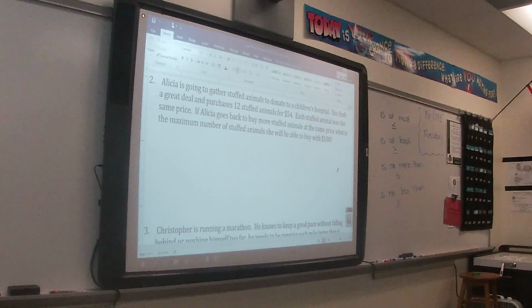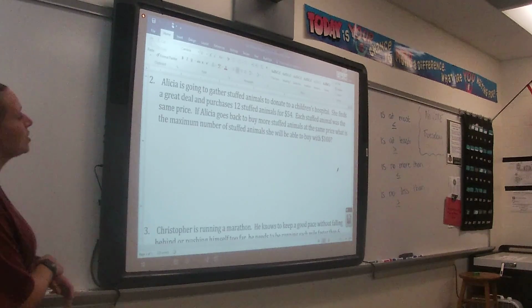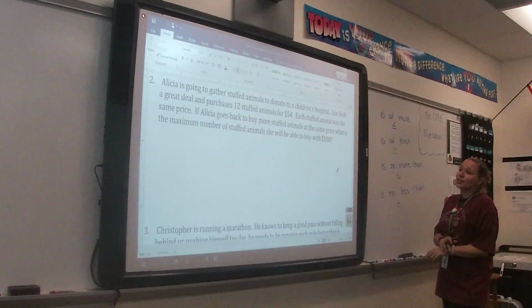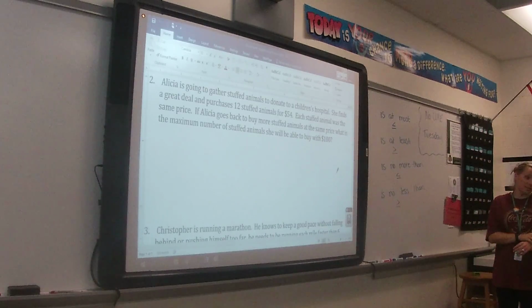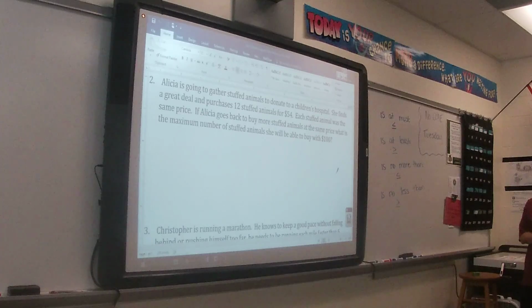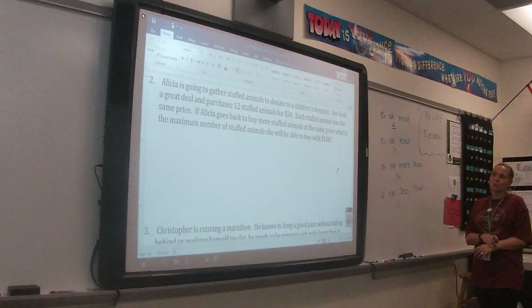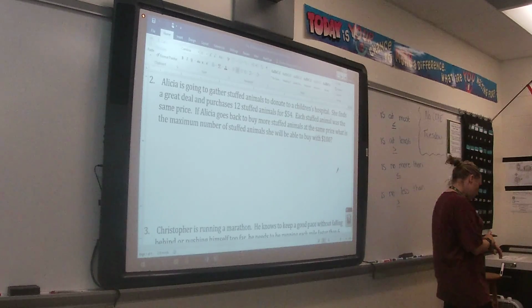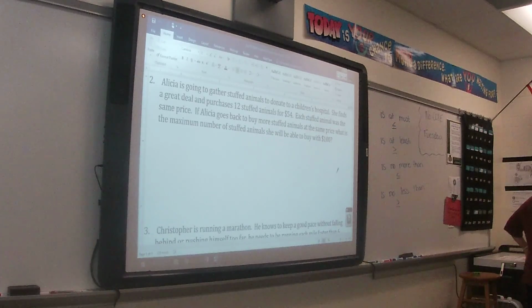Alicia is going to gather stuffed animals to donate to a children's hospital. She finds a great deal and purchases 12 stuffed animals for $54. Each stuffed animal was the same price. If Alicia goes back to buy more stuffed animals at the same price, what is the maximum number of stuffed animals she will be able to buy with $100? Okay, that's a lot to take in.